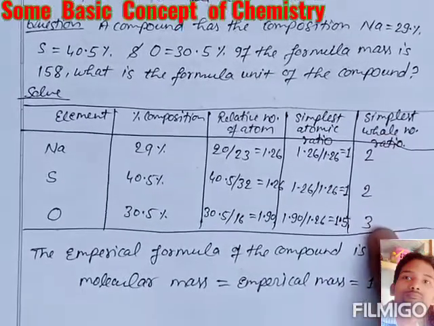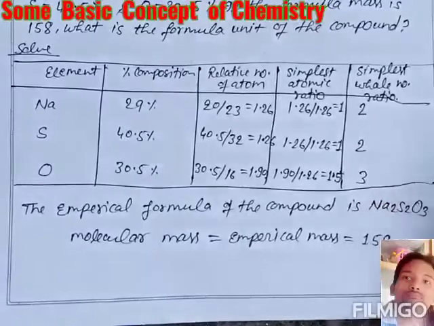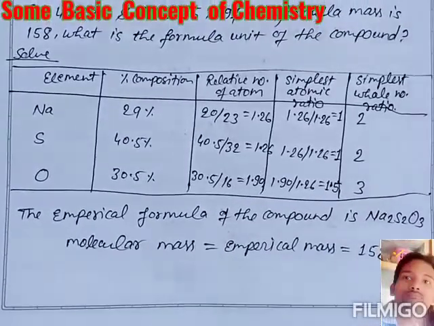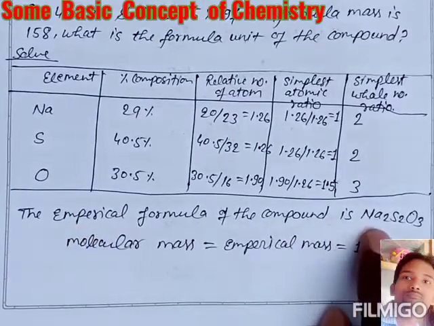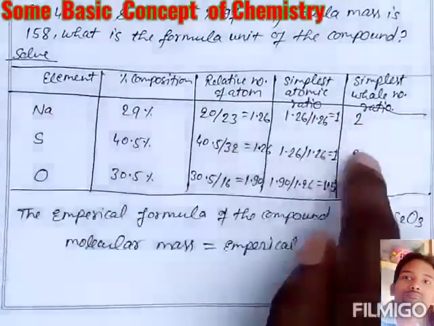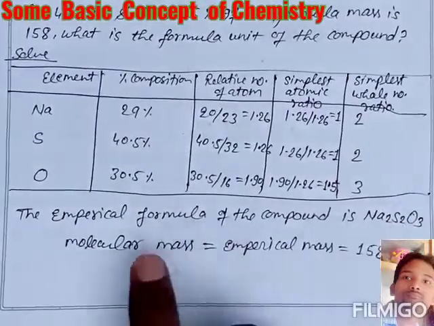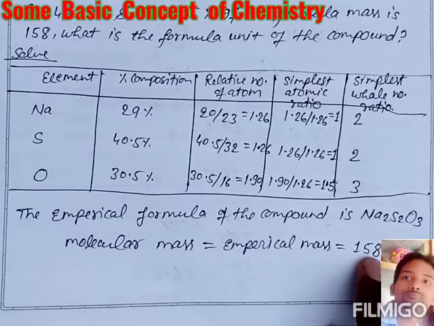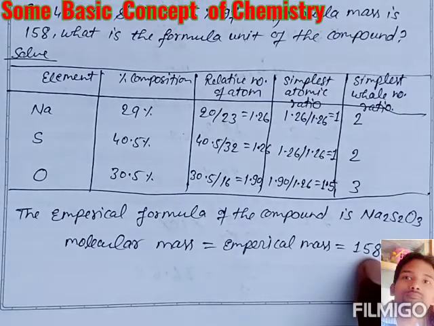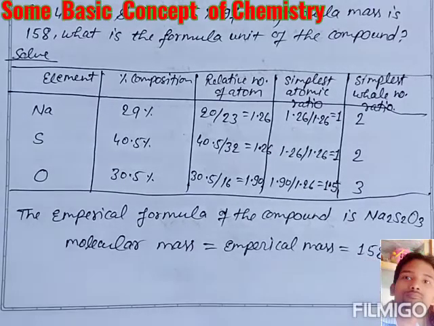Now some information is also given. For the answer, the empirical formula of the compound is Na2S2O3, with the empirical formula mass equal to 158. I think you have got more information by solving this problem. So you can convert the empirical formula into the molecular formula by applying this rule easily.